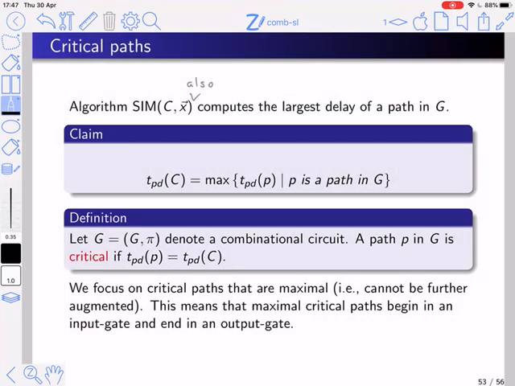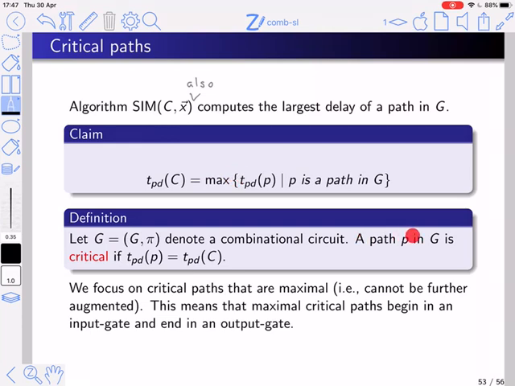The following claim says that if you take the maximum delay of a vertex in a circuit, it equals the maximum delay of a path in the circuit. This is a very interesting claim because the simulation algorithm did not enumerate all the paths and take the longest path. It computed the longest path indirectly. So this is an important claim, and I'll leave it as an exercise to prove this claim.